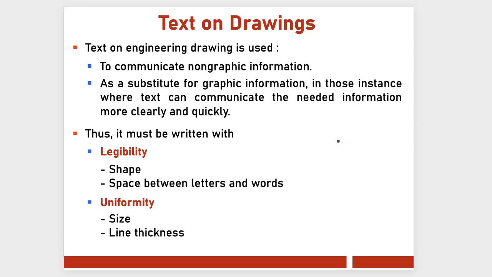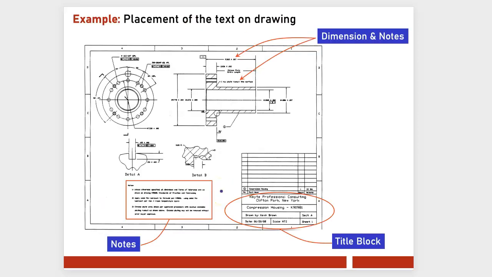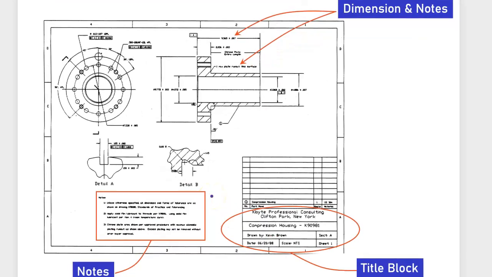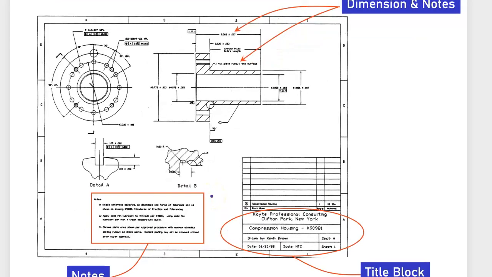Text on engineering drawing is used to communicate non-graphic information as a substitute for graphic information. Thus, text on drawing must be used with a certain size, a certain thickness in our software later. So this is an example of an engineering drawing with placement text.